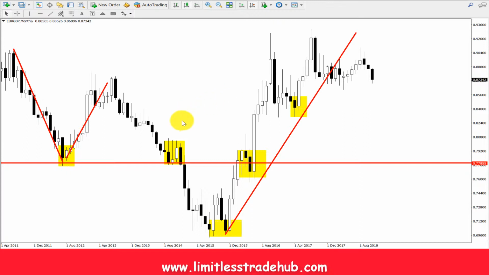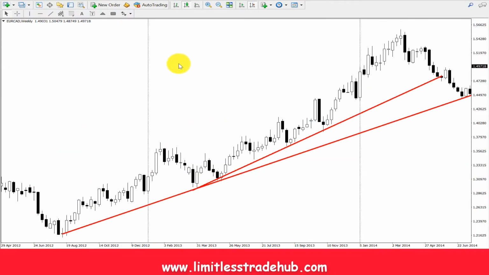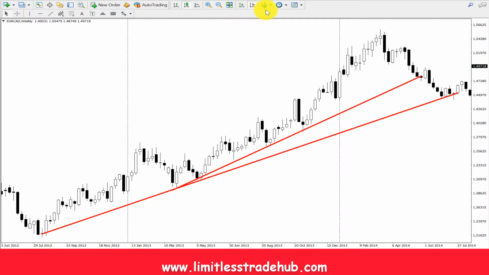Now I will show you another chart, and that is Euro CAD, Euro against Canadian dollar, and this is on the weekly chart, because in most cases we know that position traders always prefer the weekly chart and sometimes the monthly chart. So this is our weekly chart. I'm going to point out some areas.